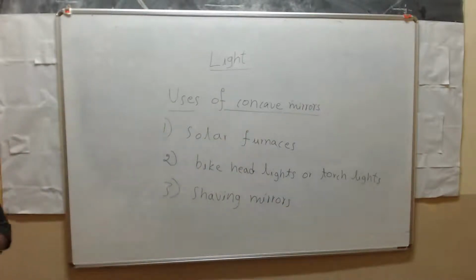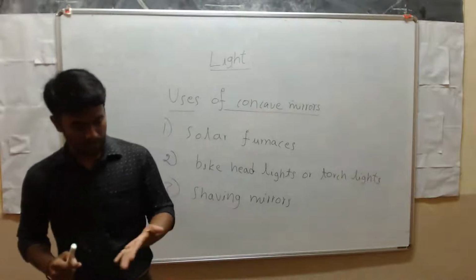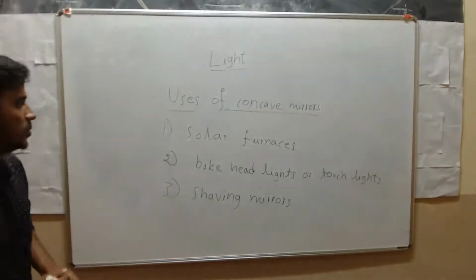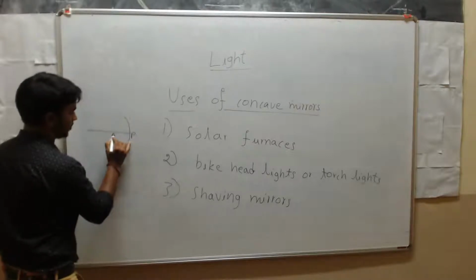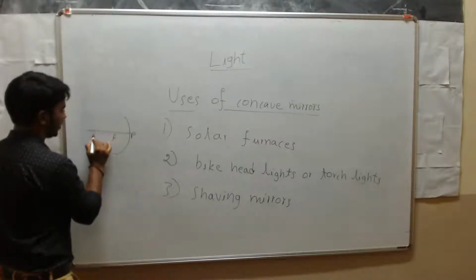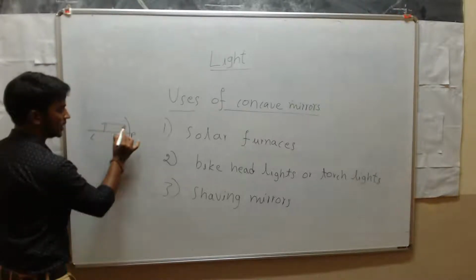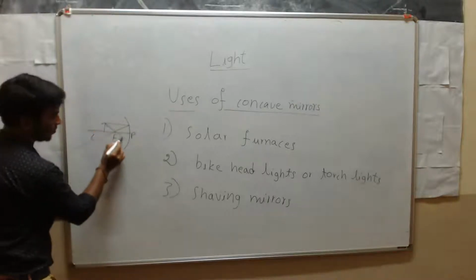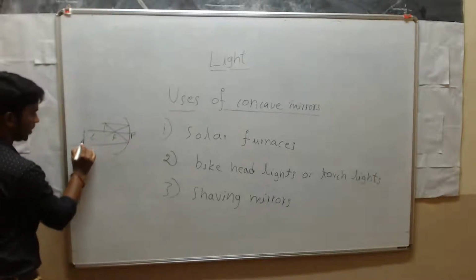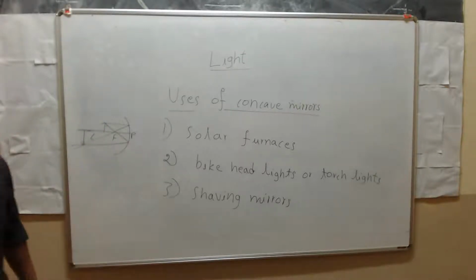Okay, so here we use a shaving mirror. When you keep the object between C and F, at that time you will get the image behind C. Here the size of the image is greater than the size of the object.